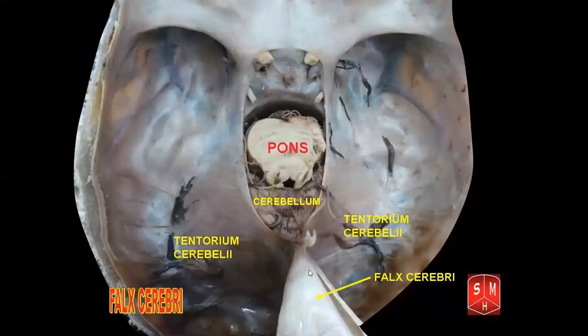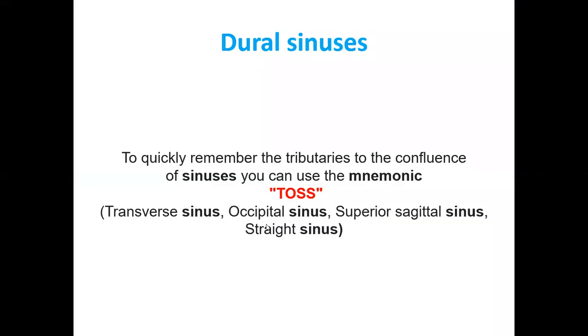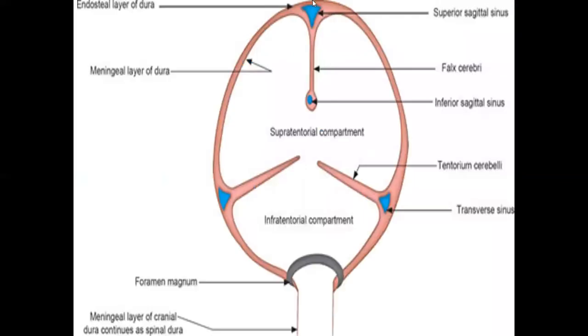Again, this is the falx cerebri, tentorium cerebelli. You can see here, this is the tentorium cerebelli below the cerebellum and part of the brainstem. So in the dural folds, we can see the sinuses. We can call it by a mnemonic: transverse sinus, occipital sinus, superior sagittal sinus, straight sinus. So you can see this is the superior sagittal sinus, this is the inferior sagittal sinus, this is the transverse sinus.